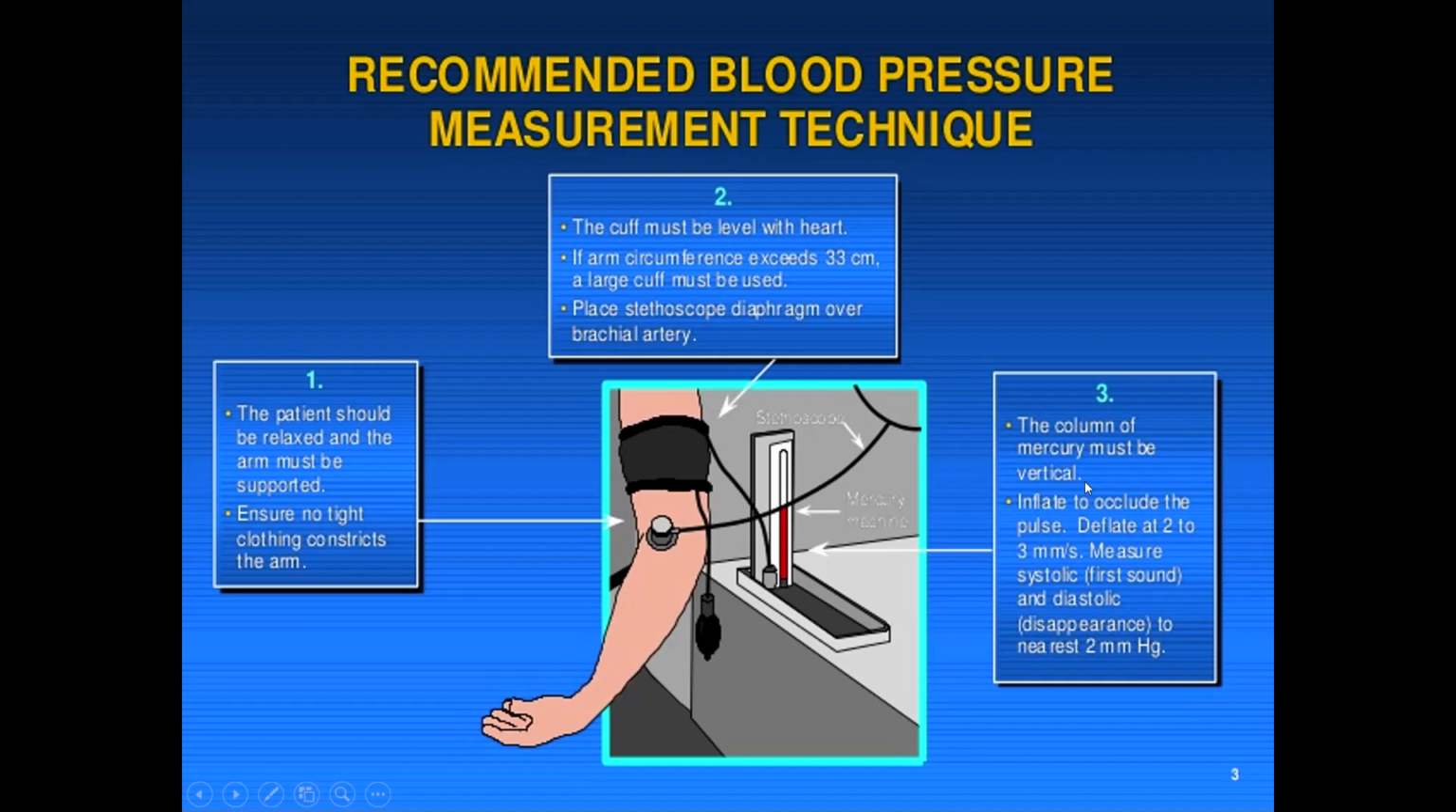You have to inflate to occlude the pulse. Here we assume that you have taken the palpatory blood pressure before. By the palpatory method you will assess the systole, and by using a sphygmomanometer, now you have to inflate the level above the pulse. Then you will deflate at the rate of 2 to 3 millimeters per second, and then you will measure the systole and diastole accordingly.